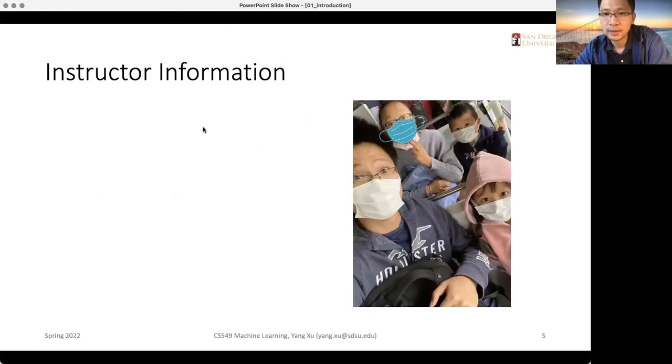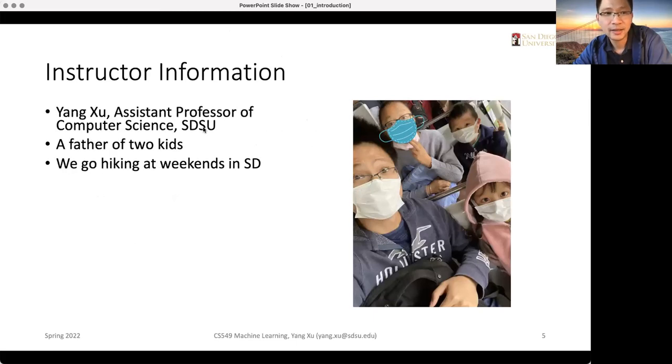All right. A little bit about me. I'm a father of two kids. We live in San Diego, and this is a picture of my family, and we go hiking a lot. Professor or doctor would be fine if you want to call me or email me. Professor Xu, Dr. Xu, sounds like a cool name.